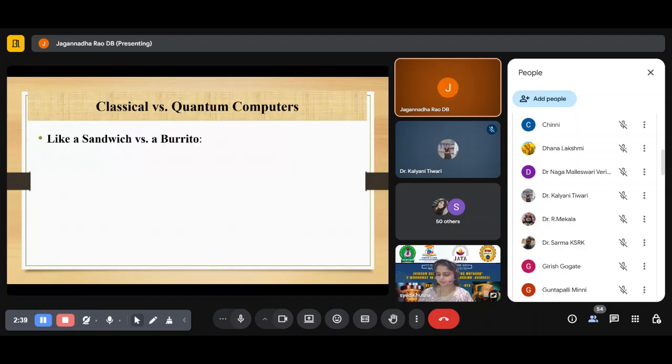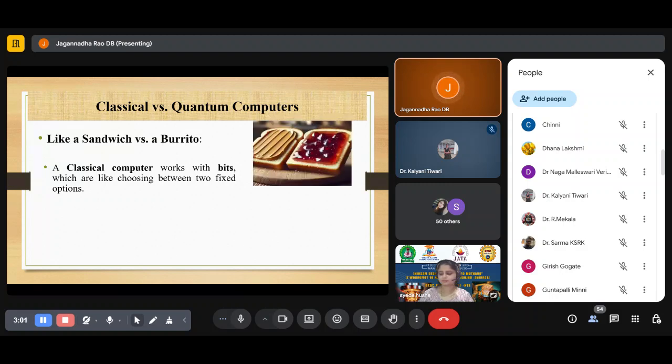First, what is classical and what is quantum? Classical computers and quantum computers are like a sandwich and a burrito. The sandwich is your classical computer, and the quantum computer is the burrito. A classical computer works with bits, which are like choosing between two fixed options, like your sandwich. Quantum computers use qubits, quantum bits, which can be both at the same time.